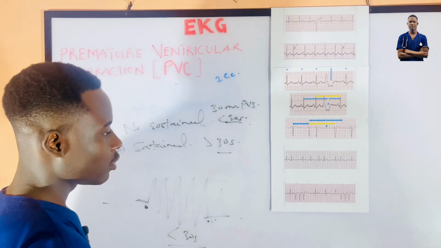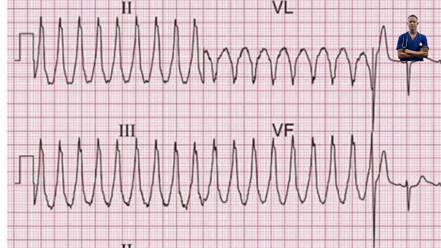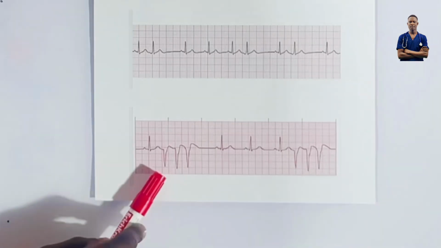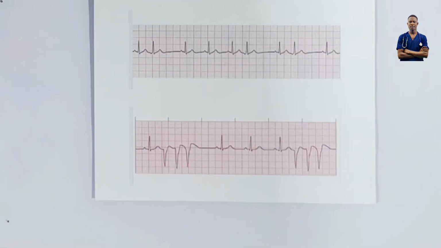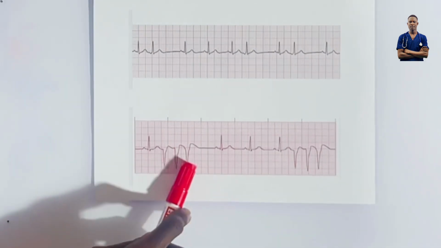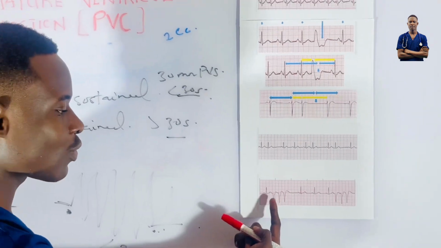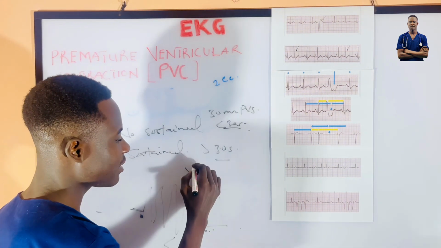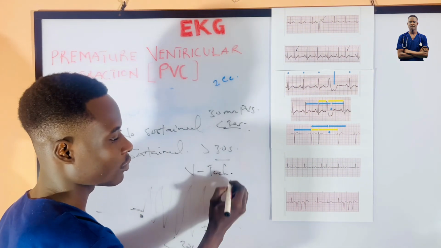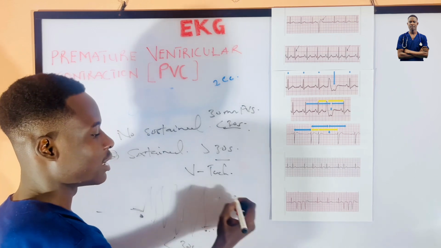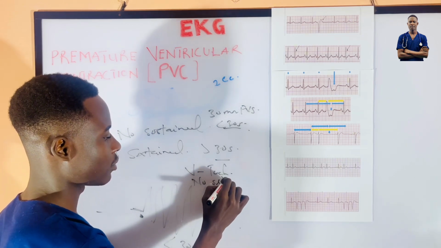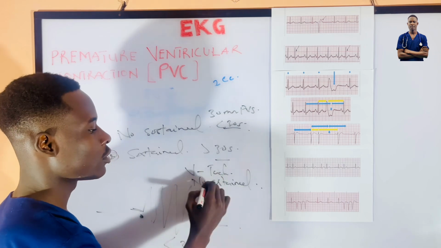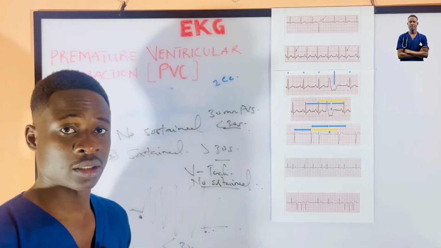Now, look at this one. We have 3 PVCs continuous without a normal ventricular contraction. So this is actually a V-tach, and it's non-sustained. So we should take a very good note of that.